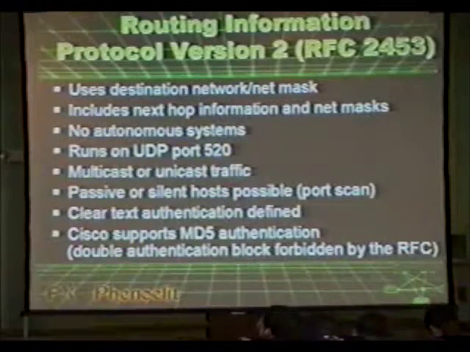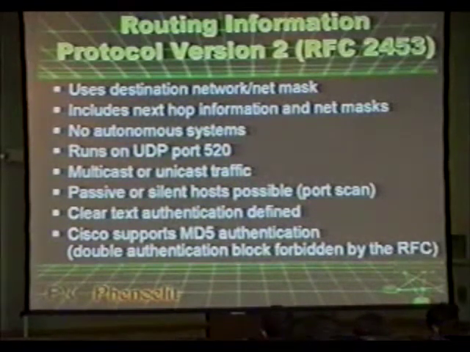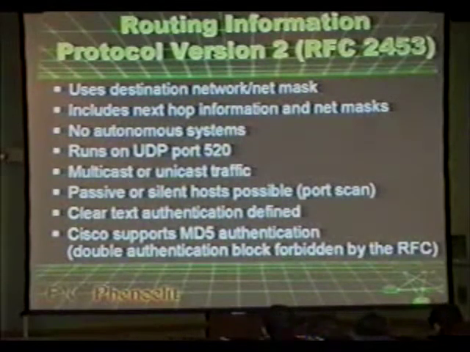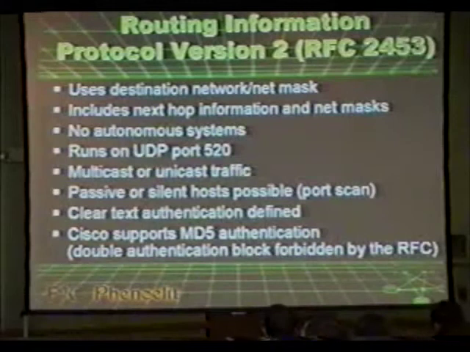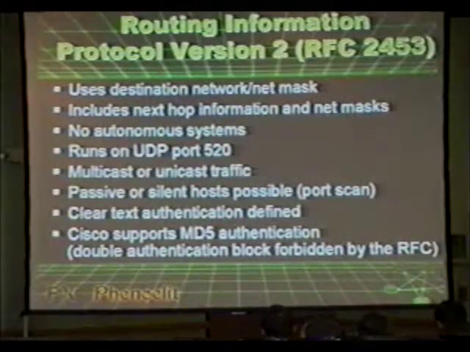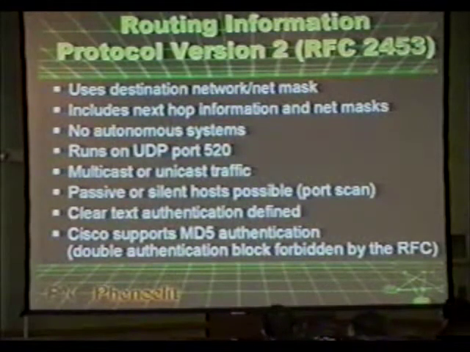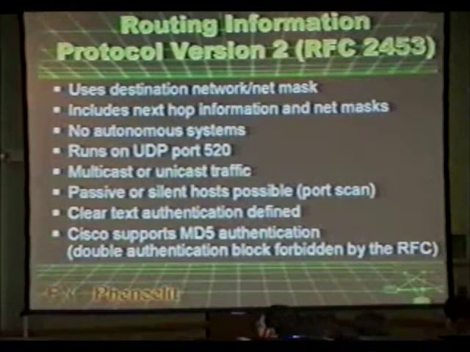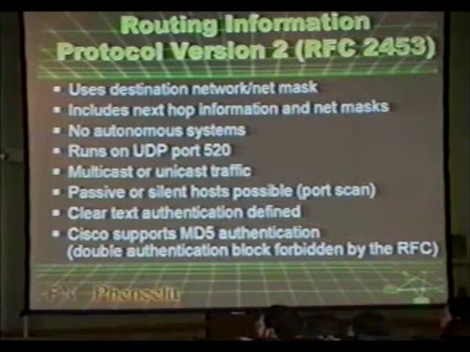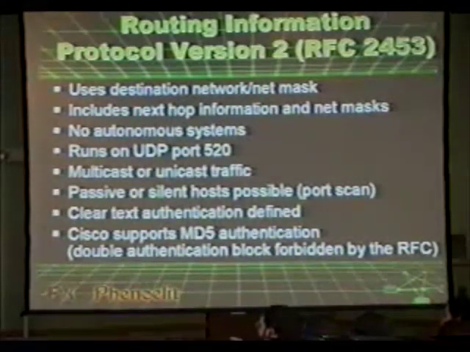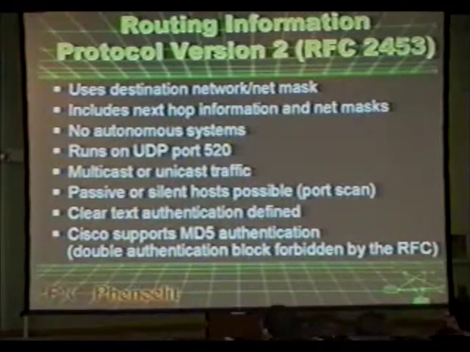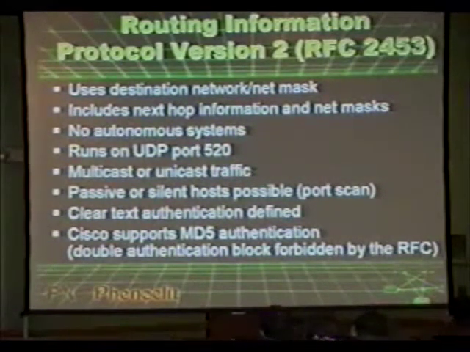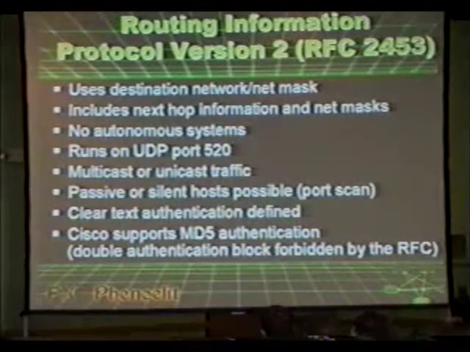There's the Routing Information Protocol version 2. That actually includes next hop information and netmask in the routing updates. Still has no autonomous systems, but it often uses multicast instead of broadcast. And there is even a clear text authentication defined in the RFC. But this is so strange that most people don't implement it or don't use it. Cisco actually supports MD5 for RIP. What a bright idea. But since they use a double authentication block, this is not by RFC. And if you have anything that is not Cisco, you definitely don't want to run this.